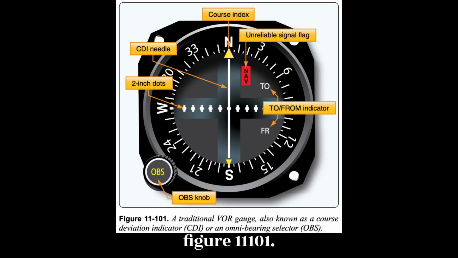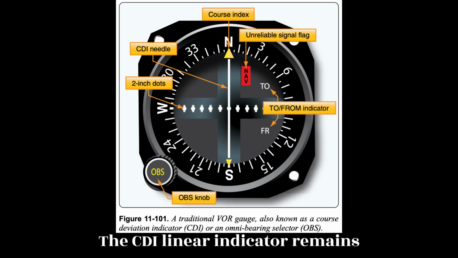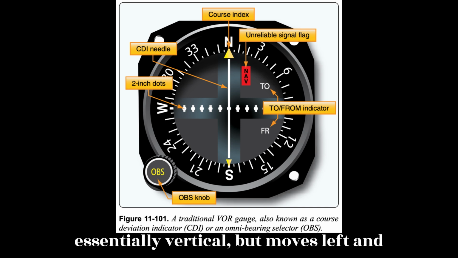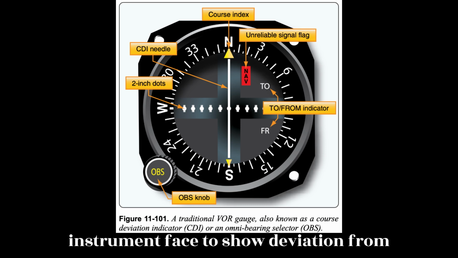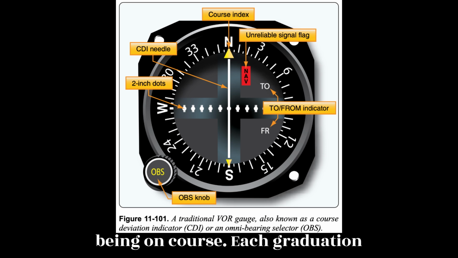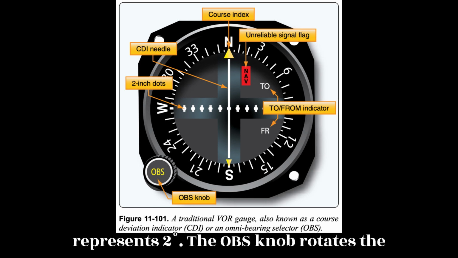Figure 11.101. The CDI linear indicator remains essentially vertical but moves left and right across the graduations on the instrument face to show deviation from being on course. Each graduation represents 2 degrees. The OBS knob rotates the azimuth ring.